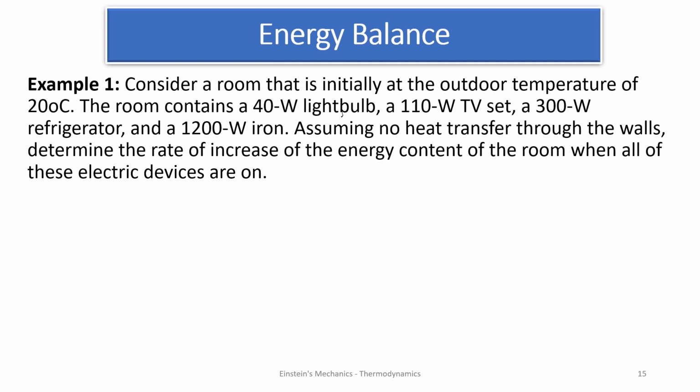Consider a room that is initially at the outdoor temperature of 20 degrees Celsius. The room contains a 40-watt light bulb, a 110-watt TV set, and a 300-watt refrigerator. And we also have a 1200-watt iron. Assuming no heat transfer through the walls, determine the rate of increase of the energy content of the room when all these electric devices are on.